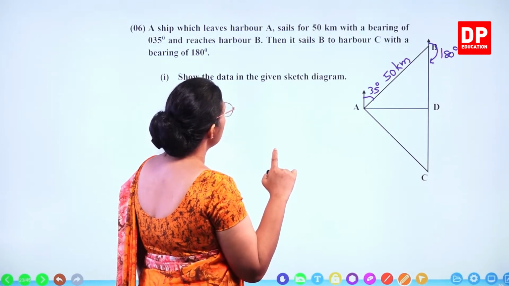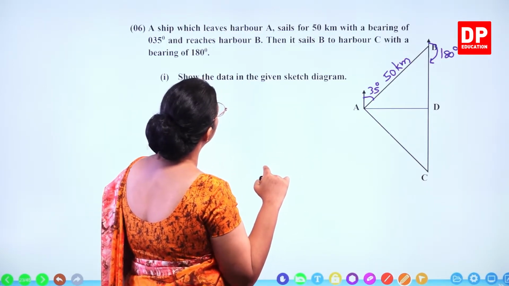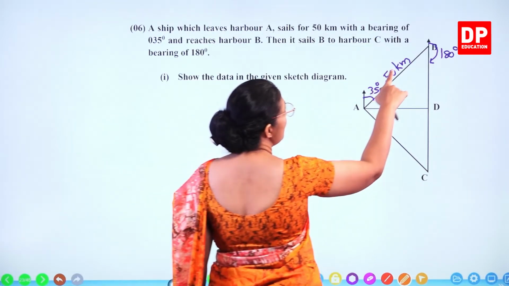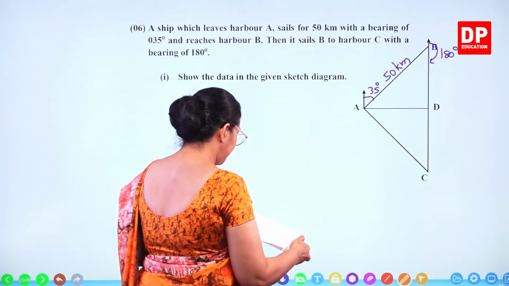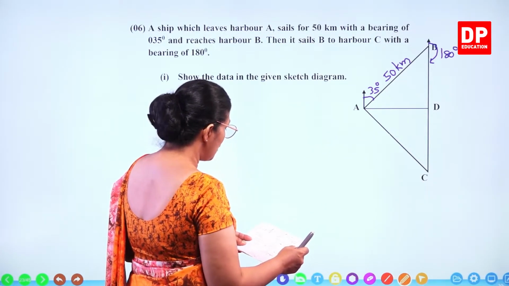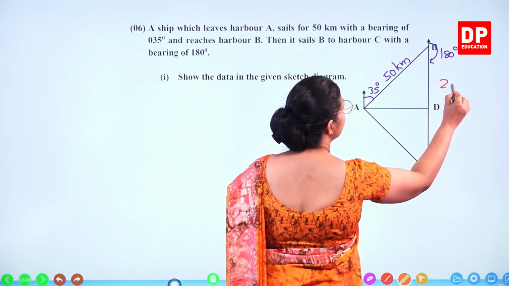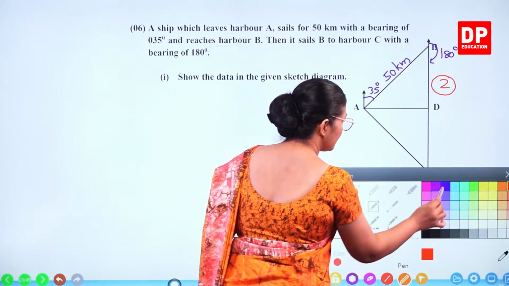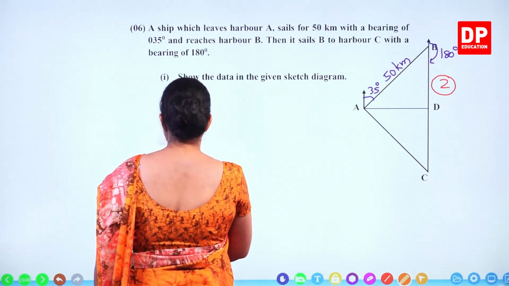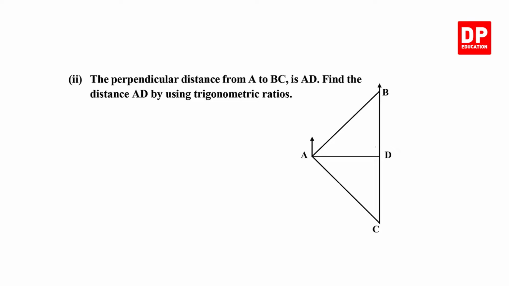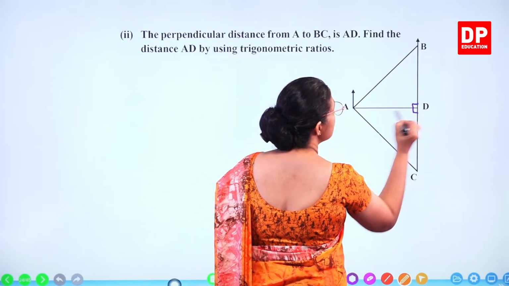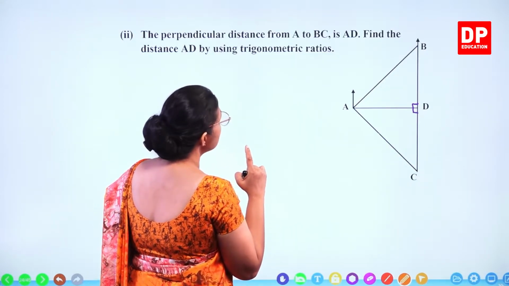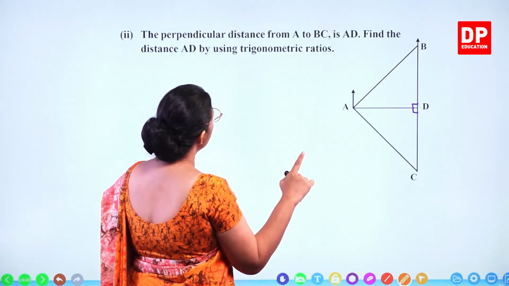Show that data in the given sketch diagram. So 35, 50, 180 you have to show. So how many marks for that part? You are getting 2 marks for that. The perpendicular distance from A to BC is AD. So perpendicular distance, so this is vertical. So this is 90 degrees given. Find the distance AD by using trigonometric ratios.